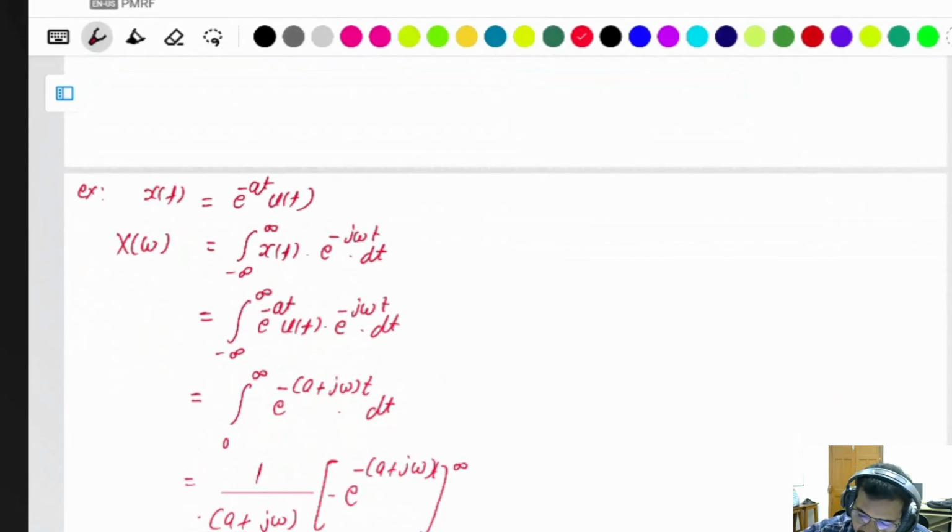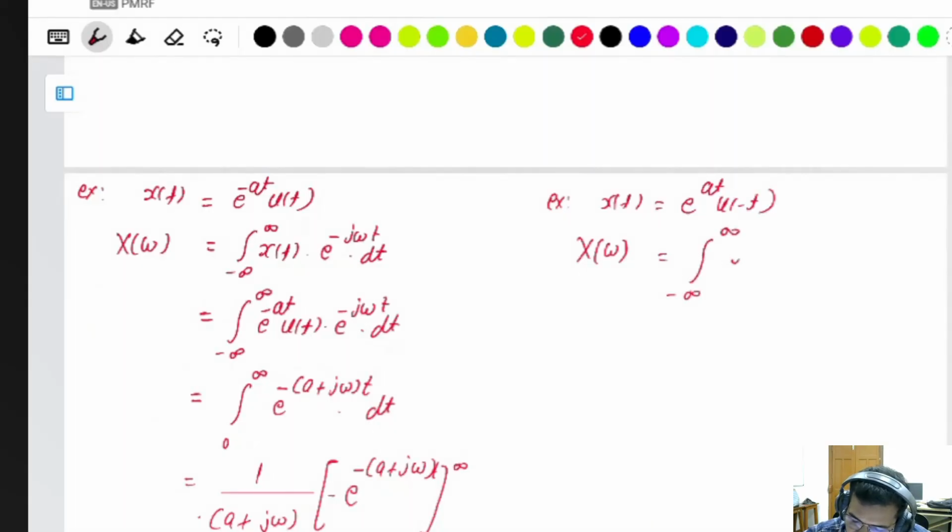This is the Fourier transform of e to the power minus a t u(t). So if there is a negative term, suppose this is e to the power a t and u of minus t is there. Simply replace t by minus t. Then for the Fourier transform, you can use the same formula, minus infinity to infinity e to the power a t u(minus t) into e to the power minus j omega t dt.